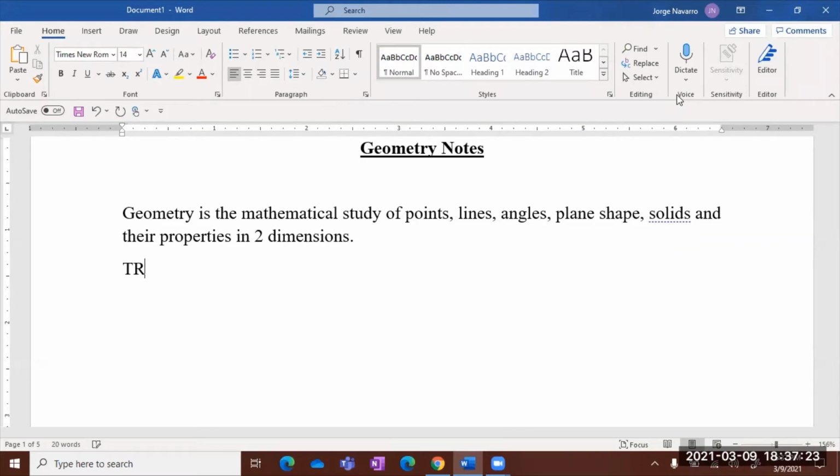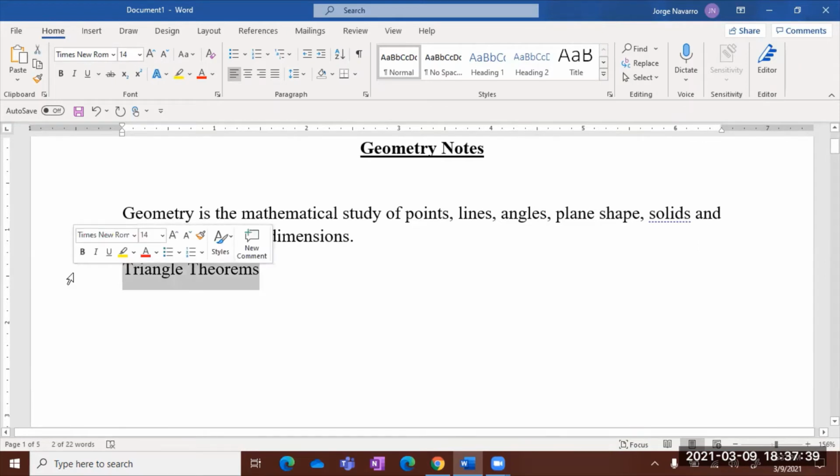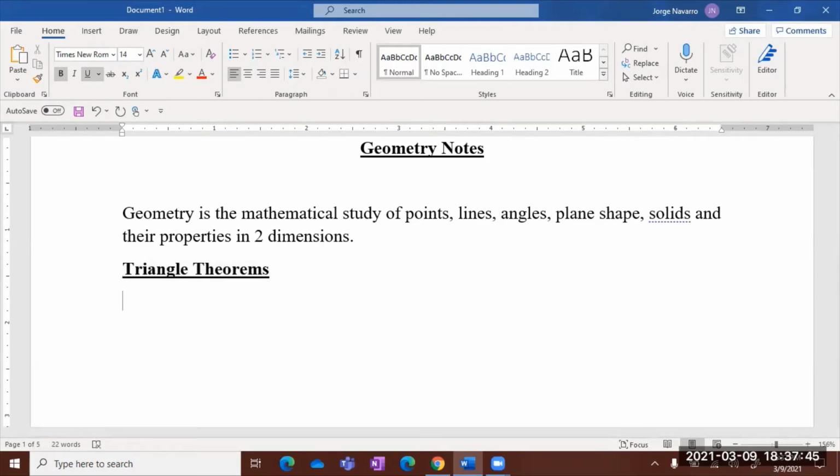So the first shape that we need to look at, I don't want to go into the breakdown of each section. The first thing that I want to look at is what are known as triangle theorems for today. So triangle theorems, that's the first main section here. I'm going to be giving you the theorem and giving you the drawing that represents that theorem.